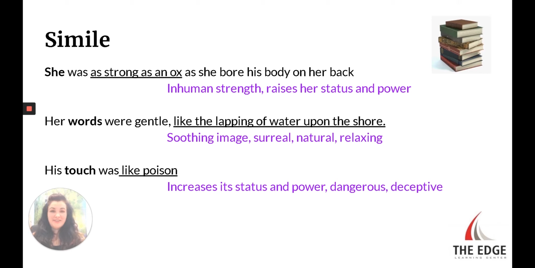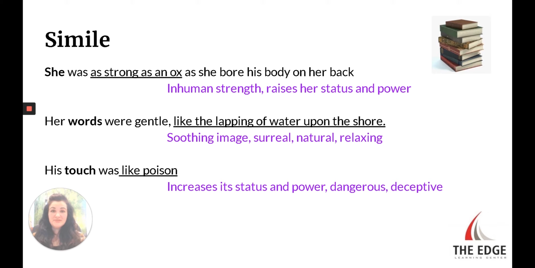His touch was like poison. Hopefully you identified that his touch is the subject of this device. A touch could be a positive or a negative thing, of course. It could be comforting or it could be unwanted and violating. And here we have the image of it being like poison. So this suggests something insidious. It makes it sound dangerous, deceptive. And of course, a touch could be a gentle, neutral sort of thing. So here its status is being changed.